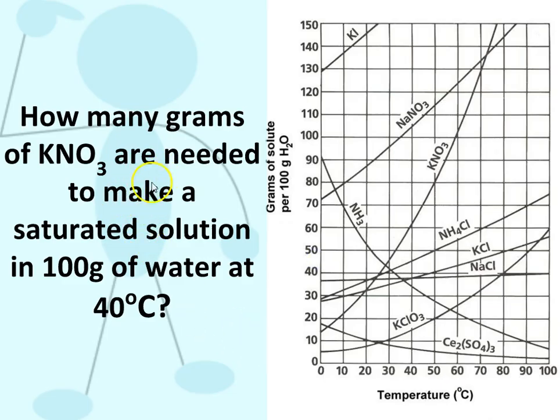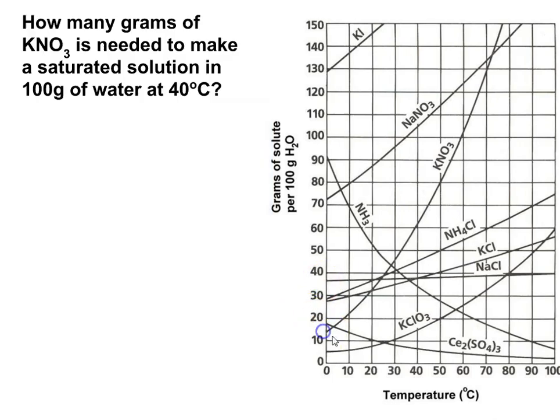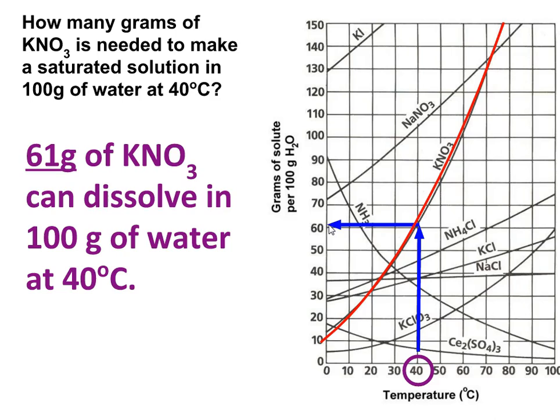How many grams of KNO3 are needed to make a saturated solution in 100 grams of water at 40 degrees Celsius? So now we have several lines on here, and it looks really confusing and cluttered, but we want to just kind of isolate which line we're talking about. It says KNO3, so let's find KNO3 on our graph. It's this curve right here, and let's find 40 degrees Celsius. That's right here, right? So we're going to follow that 40 degree line up until it meets that line, and it meets that line at about 61 grams of KNO3. Okay, 61, 62, somewhere in there. It's a little bit above 60.